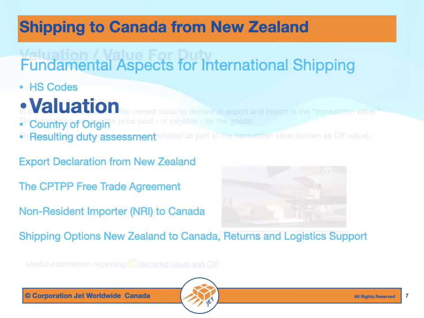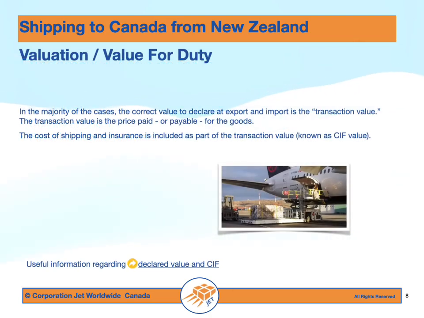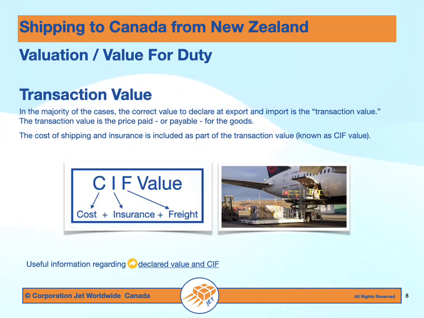Declaring a value. In the majority of cases, the correct value to declare at export and import is the transaction value. The transaction value is simply the price paid or payable for the goods. Canadian Customs, CBSA, considers the value for duty to be the cost of goods plus shipping and insurance, known as a CIF value: cost, insurance, freight. It's best to specify these three costs on your invoice.